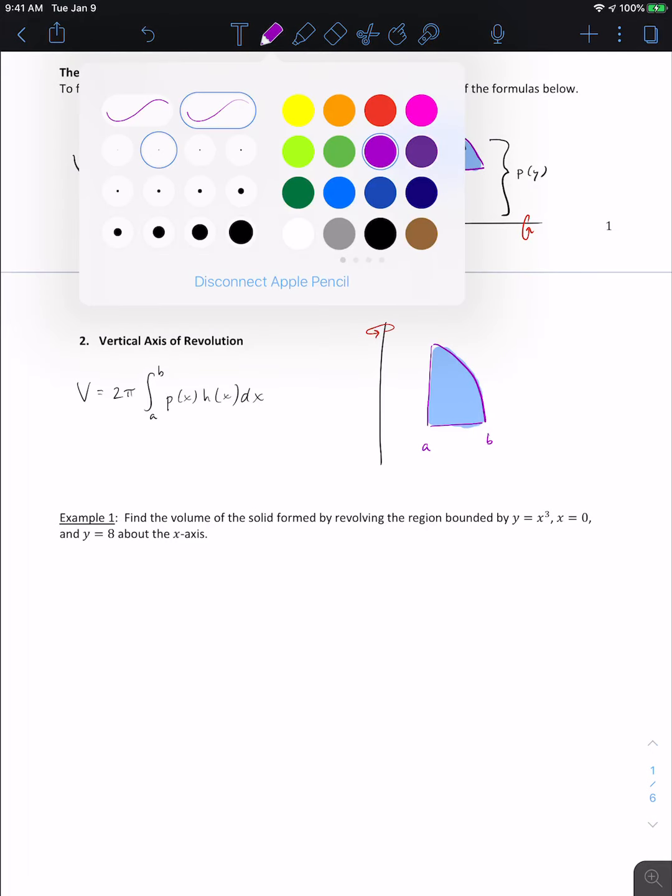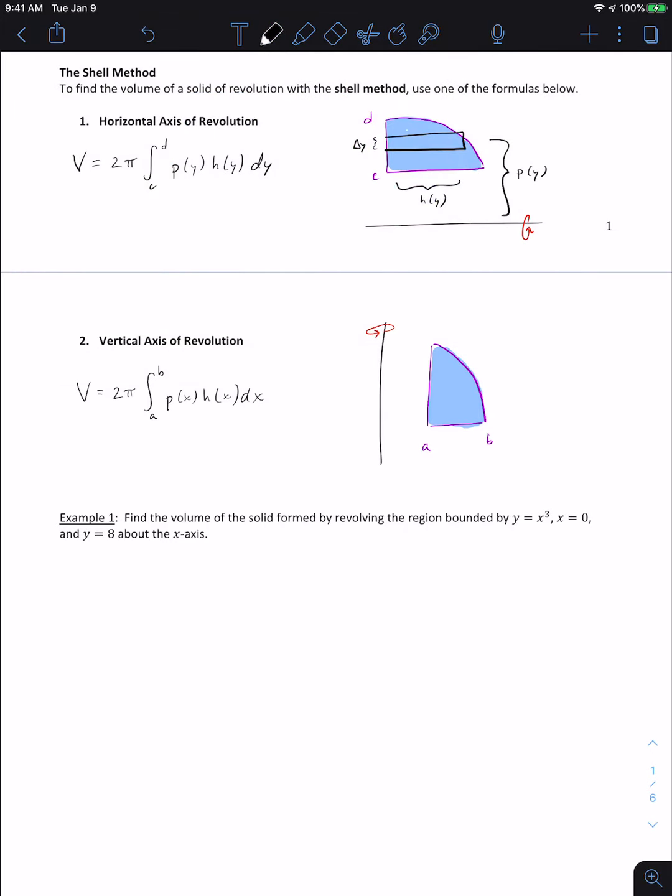And now if I'm going to draw my rectangle, this time my rectangle is actually going to be a vertical rectangle, right? And so notice that the width now is going to be delta x because it's going to be x values that are changing. This height now is going to be h of x. And this distance from the center of the rectangle to the axis of revolution is going to be p of x. Right?